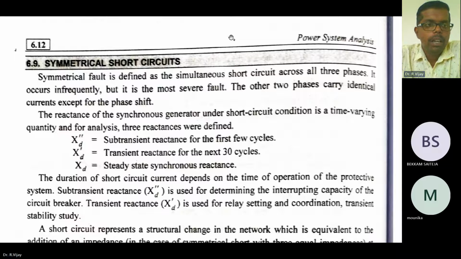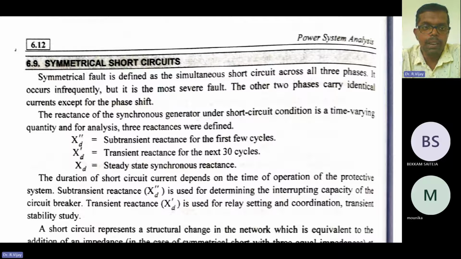Good morning. Today we are going to see about the symmetrical short circuits. So what is a symmetrical short circuit? Already we have discussed this kind of symmetrical short circuit fault in our previous classes in brief. A symmetrical fault is defined as a simultaneous short circuit across all the phases. So that is a three-phase fault.